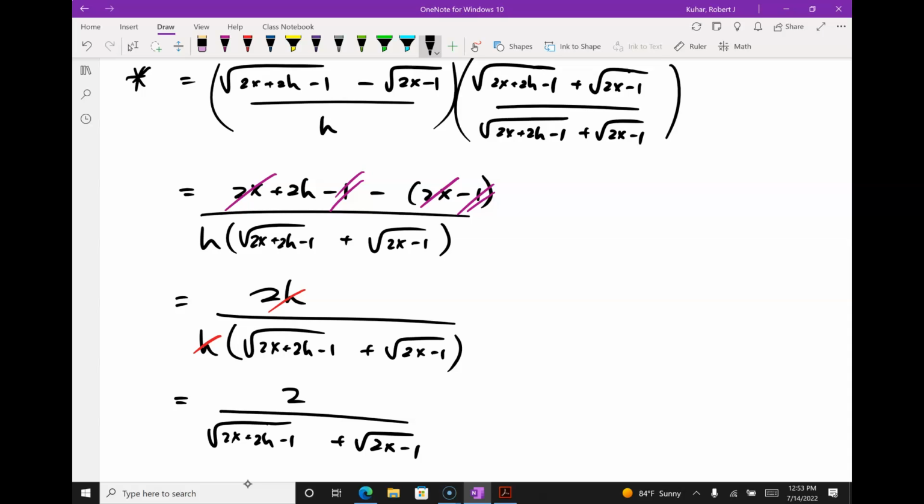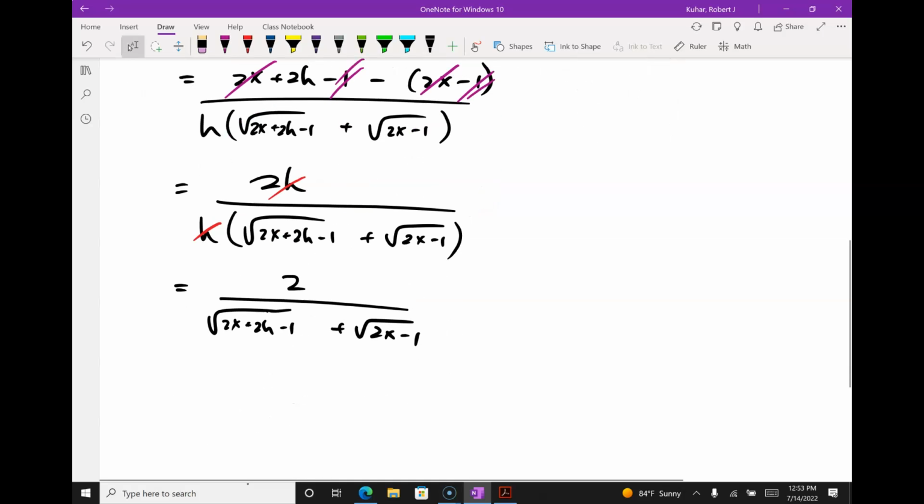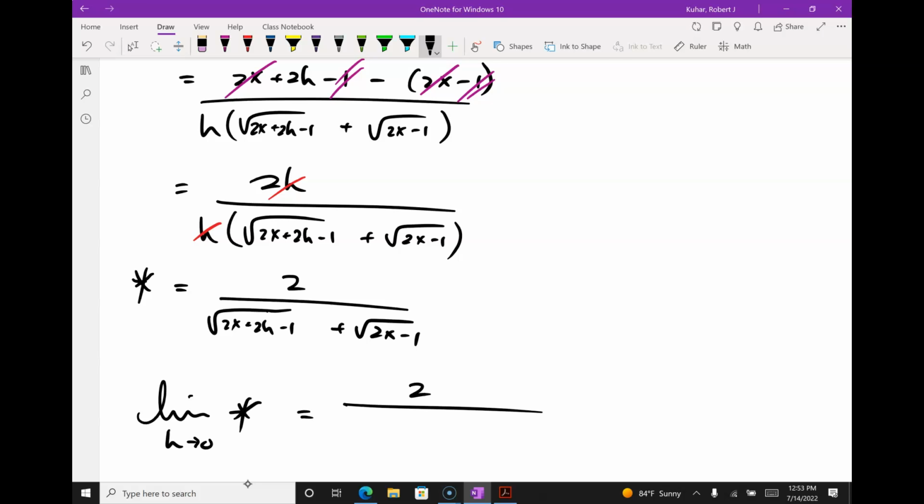Tia, yeah? You got there? Thanks. So now, this is star, and I'm doing the limit as h goes to 0 of star. Once I plug in with the 0, I don't write the limit anymore. I get 2x plus 2 times 0 minus 1, all plus the original function, right?